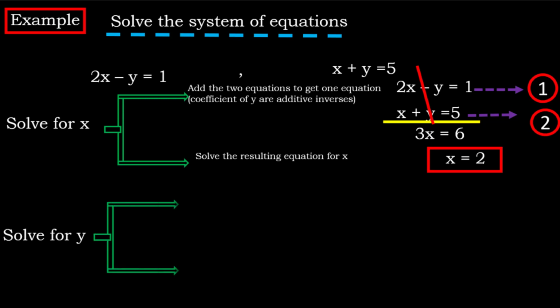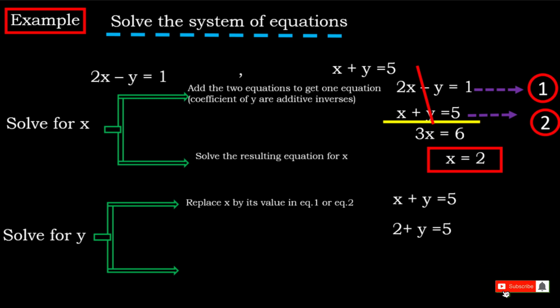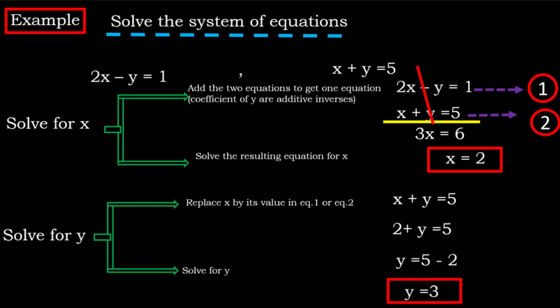Now solve for y. Go to equation number 1 or equation number 2 and replace x by its value. We will take equation number 2 because it's easier. x plus y equals 5 and x equals 2. So cancel x and write 2. 2 plus y equals 5. 2 plus what equals 5? 2 plus 3. So we can find y equals 5 minus 2 equals 3. So the value of x is 2 and the value of y is 3.